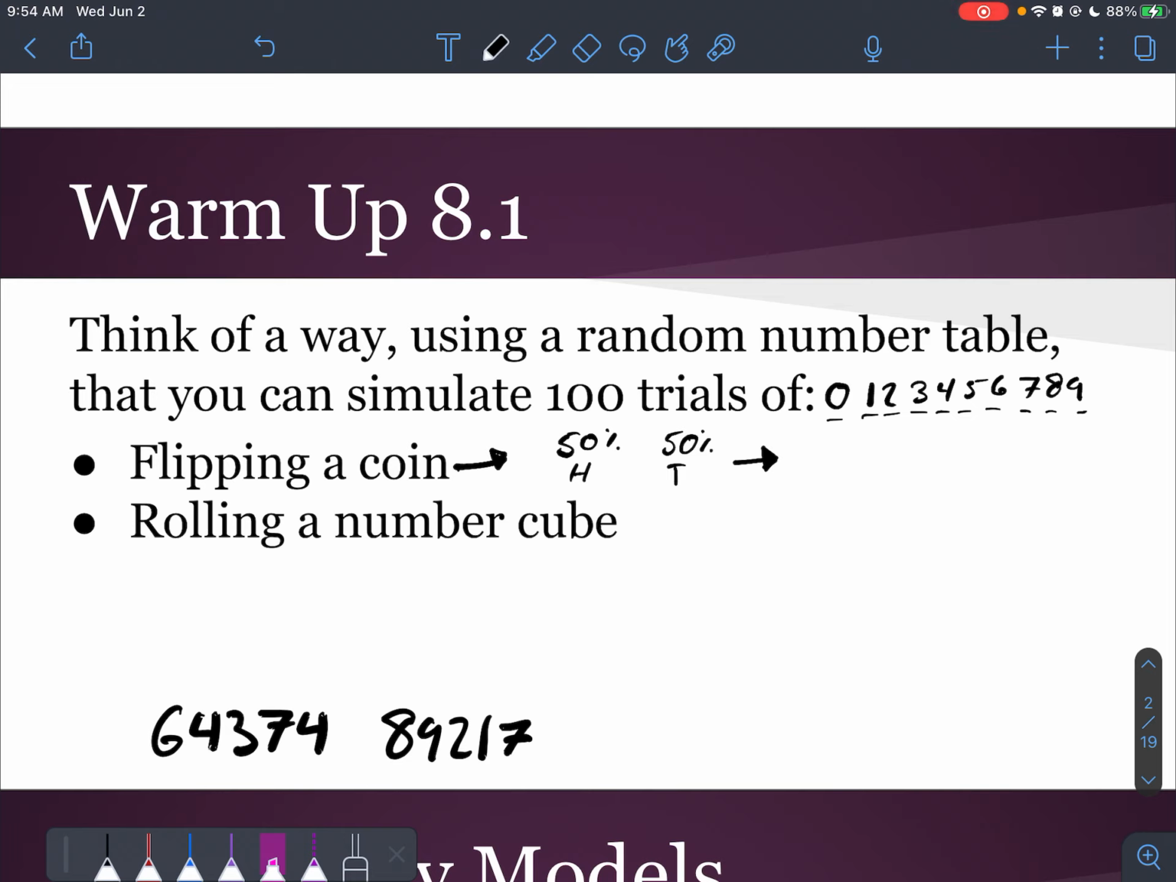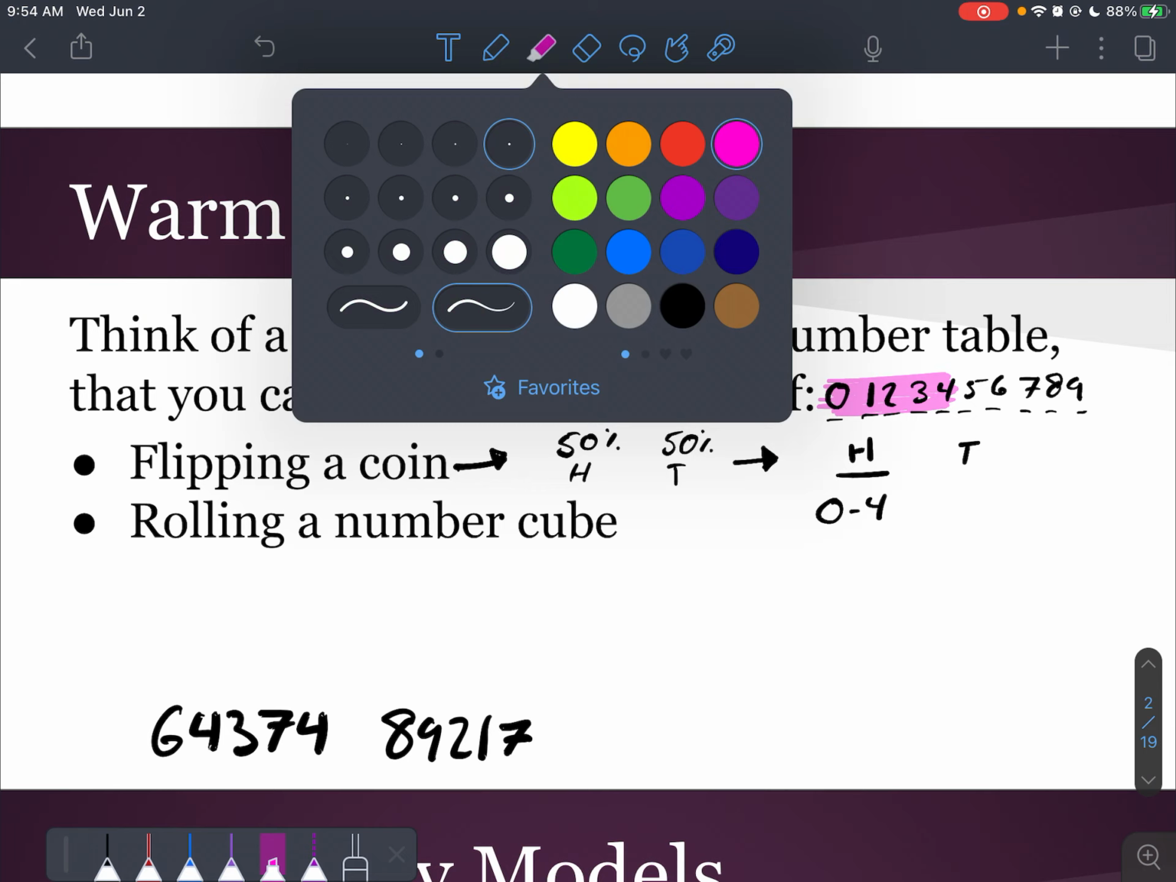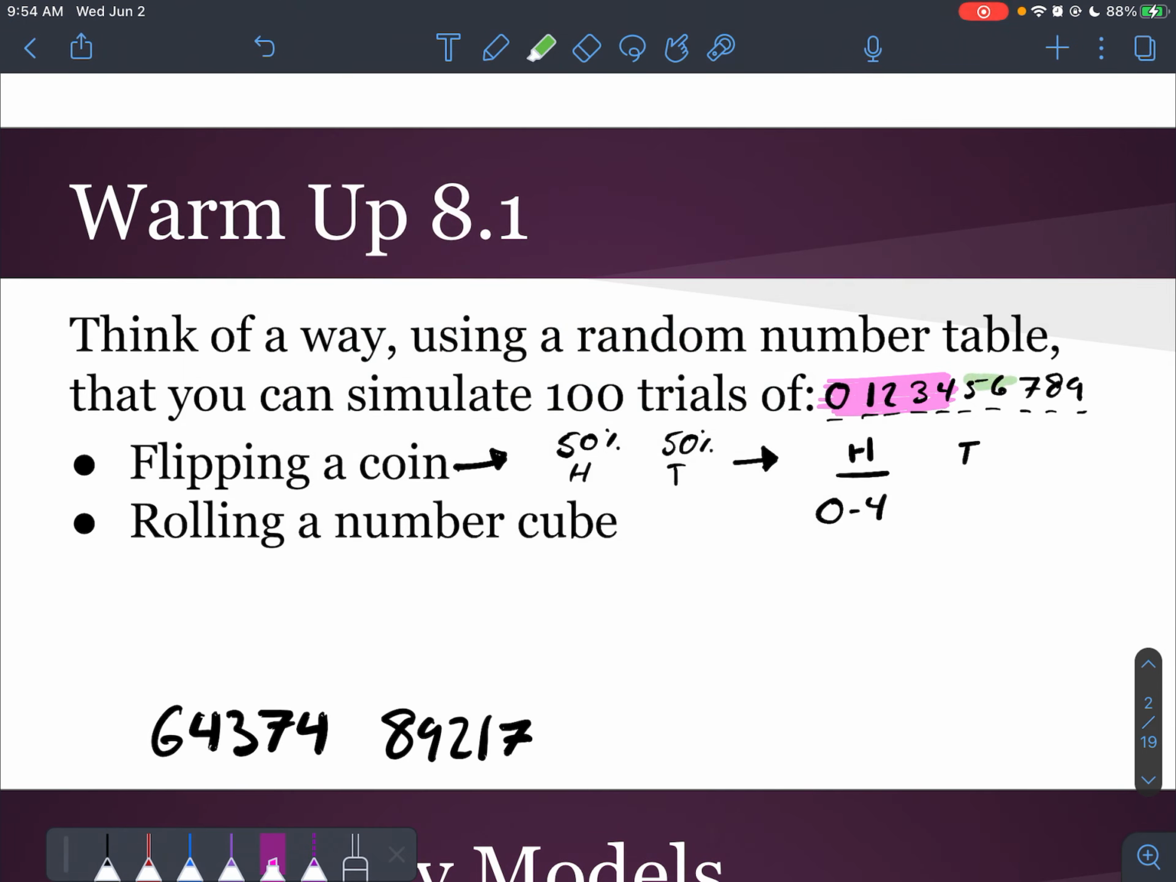So now if we've got a situation where we have 50% heads and 50% tails, we can look at that and say, okay, 50% of the digits. So we can say 1, 2, 3, 4, and 5. So 5 of these 10 digits can be a heads. So the heads are going to be the digits 0 through 4. And then tails is going to be the other ones, 5, 6, 7, 8, and 9. So we know that tails can be 5 through 9.